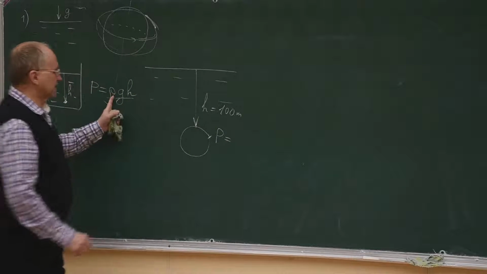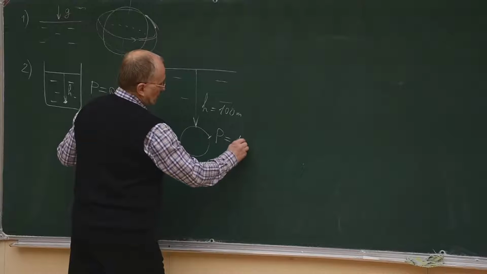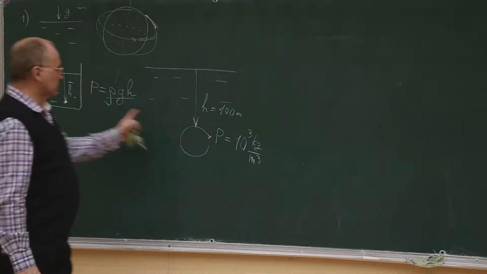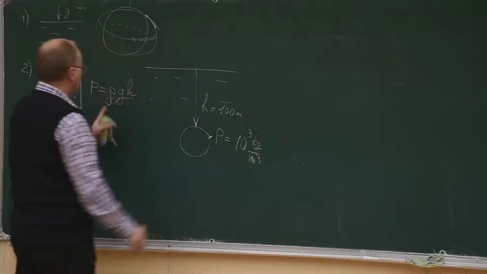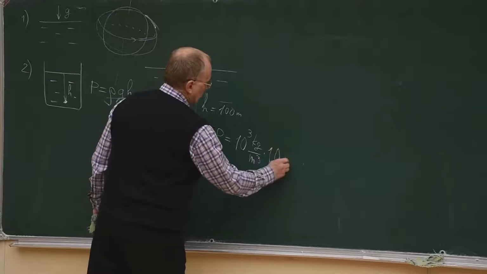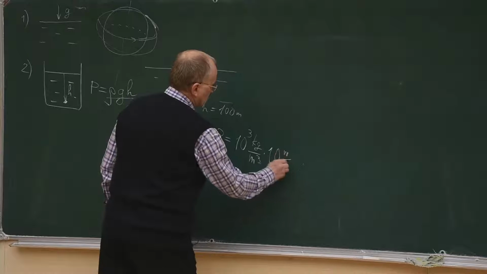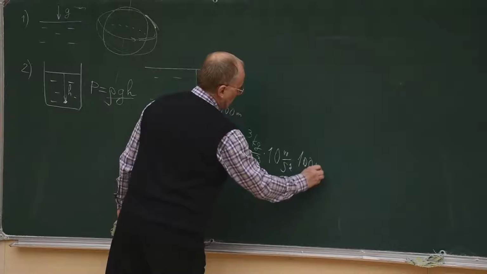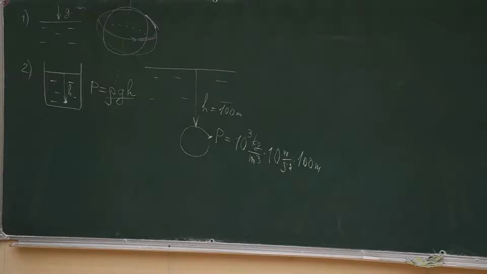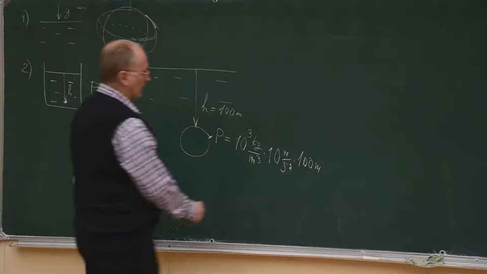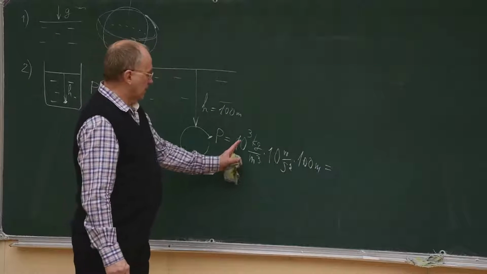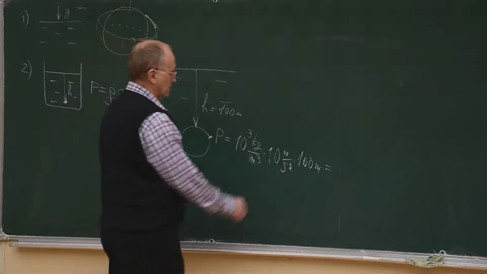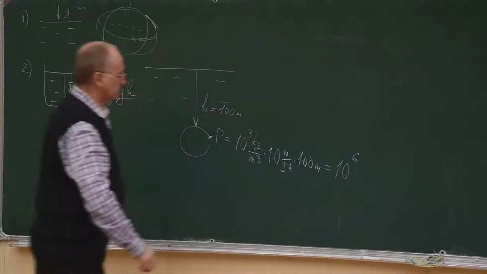Yes, the water pressure here will be calculated by this formula, and let's do it immediately. Now I will take the water density as 1,000 kilograms per meter cubic, 1 ton per meter cubic. That is the density of water, times 10 meters per second squared. That is the acceleration of free fall, and the h is 100 meters. What do we have here? 1,000 times 10 times 100. That will give you 10 to the 6th power.